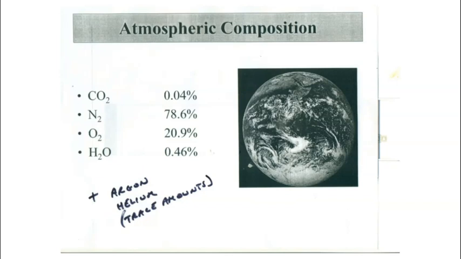Nitrogen gas composes the majority of the atmosphere at 78.6%. However, our bodies do not use nitrogen gas in any way. So the gas that is important to us is oxygen. It composes 20.9% of the Earth's atmosphere.